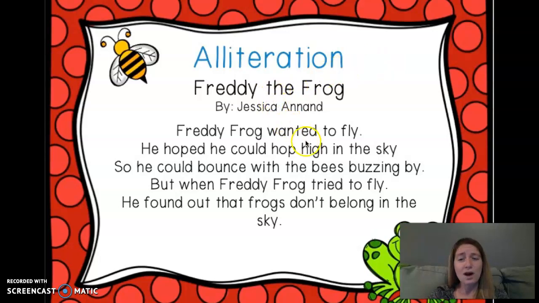And this is one stanza. Later on, I'll show you a poem with more than one, but this is just one stanza. So I'm going to read it, and then we're going to see if we can find the alliteration in it.